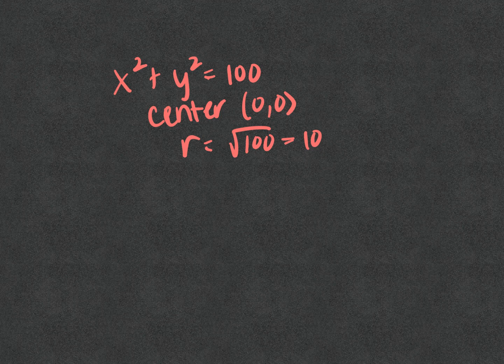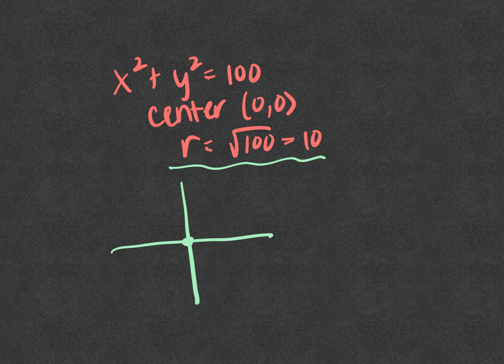So if you think of it as 10 squared, then you can jump straight to that 10, but sometimes it's not so easy to see. So if we build the habit of writing r equals the square root of 100 equals 10, it helps us out in the long run. Since our center is 0, 0 right here in the middle, that means we go up 10, right 10, down 10, and left 10, and that gives us a circle. That's a sketch. It's not a bad sketch of a circle.